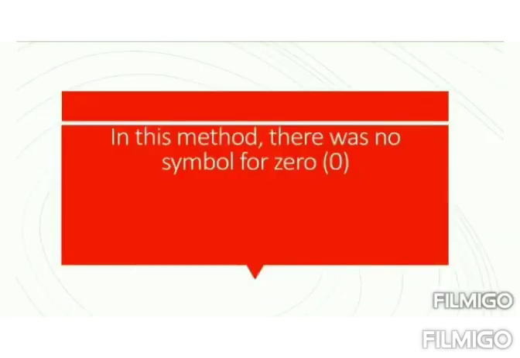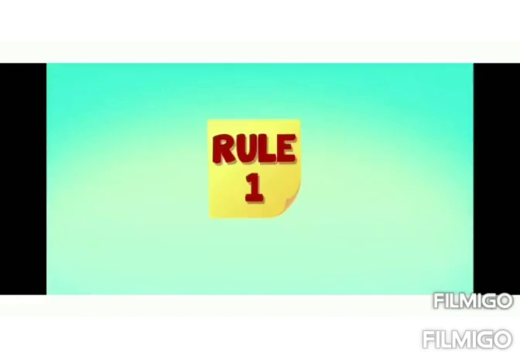Well, in this method, there was no symbol for 0 as it wasn't invented at that time. Many years later, Indian mathematicians introduced 0 to the number system. Now, students, there are certain rules for writing numbers using Roman numerals. Let us see how to write 1 to 20 using these rules.